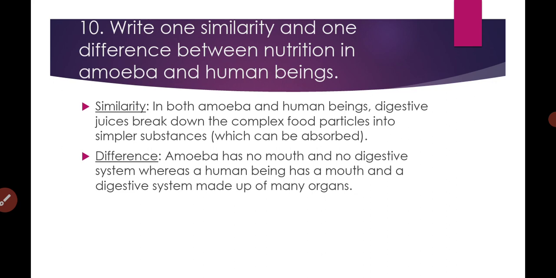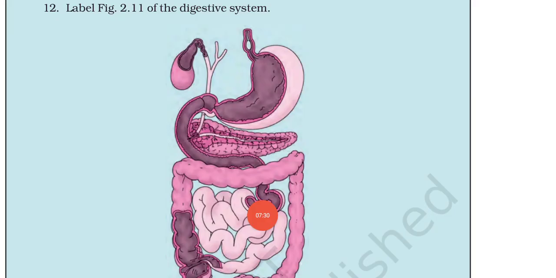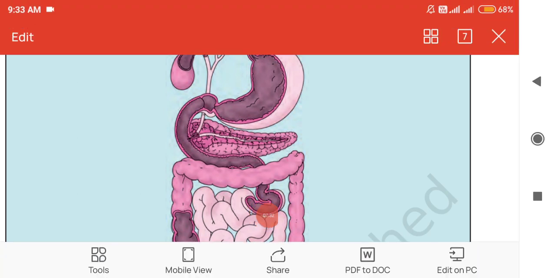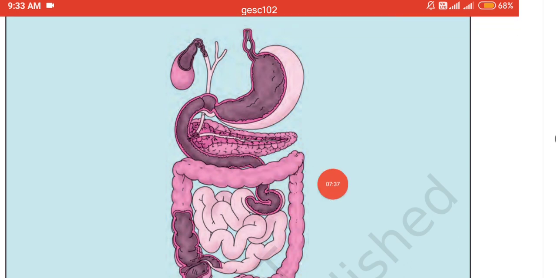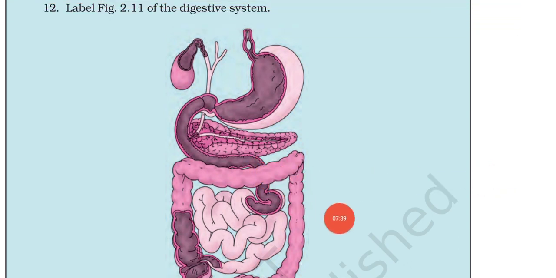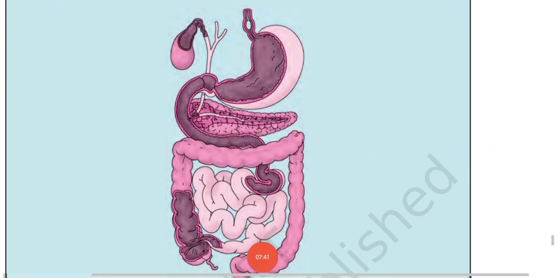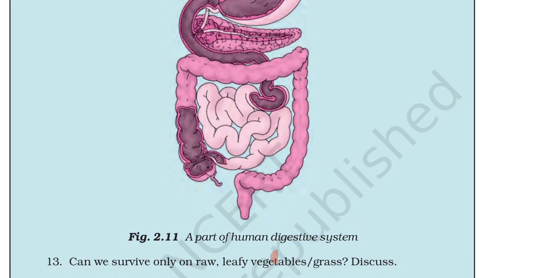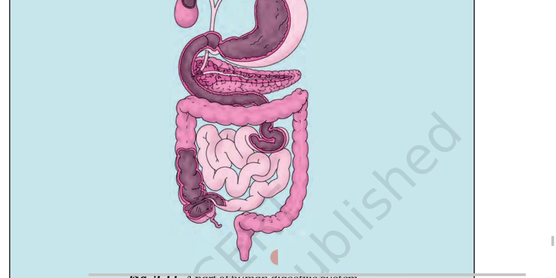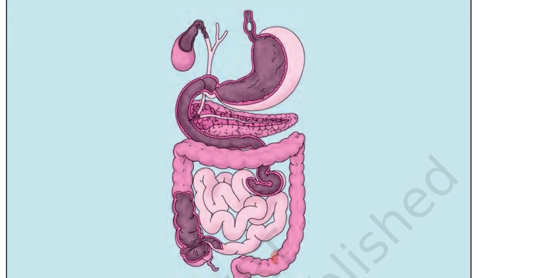Okay. Next, in question number 12, label figure 2.11 of the digestive system. This is figure 2.11, a part of the human digestive system, and you need to label it. Okay, you need to label the various organs or glands of the human digestive system here.